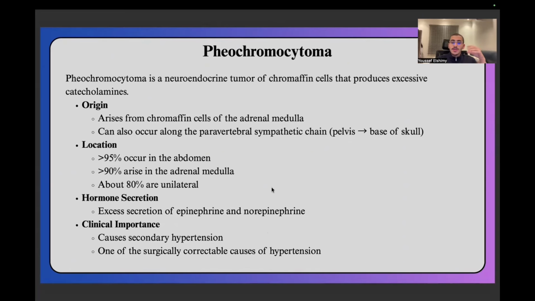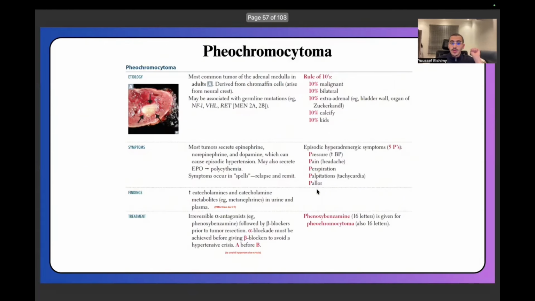So what would happen is that there's a tumor of chromaffin cells. Chromaffin cells would secrete more epinephrine and norepinephrine. And what is clinically important is that it is one of the main causes of secondary hypertension. And whenever you treat this tumor or resect this tumor or remove this tumor, the hypertension gets corrected back.